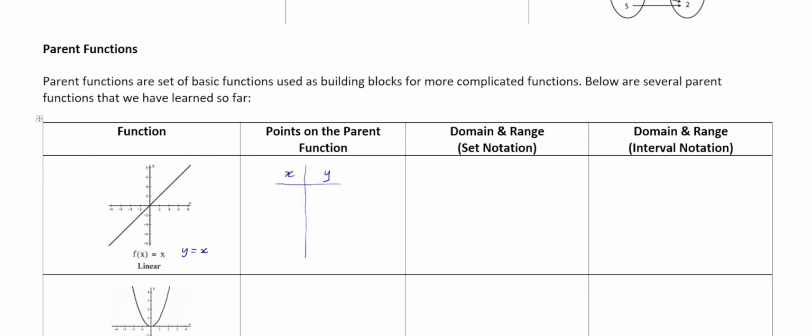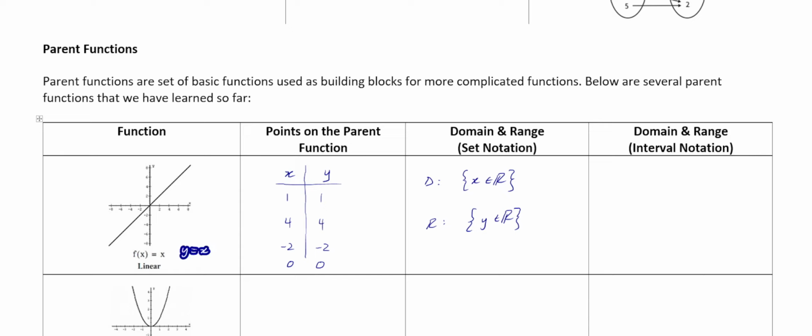So if x is equal to 1, well, you look at the relationship, y is equal to x, so therefore y is equal to 1. If x is equal to 4, then y is equal to 4. If x is equal to negative 2, then y is equal to negative 2. If x is equal to 0, y is equal to 0. And there you go, you have points on your parent function. The domain and range in set notation would be as follows. Well, it could be any x values, so we just say x is an element of all real numbers. And then for range, we would say y is an element of all real numbers, because if we look at this line, it could really be any possible number.